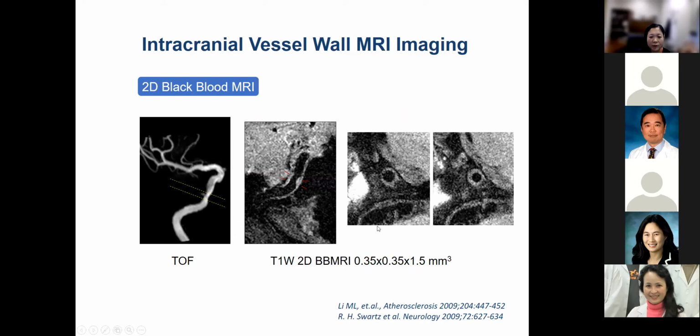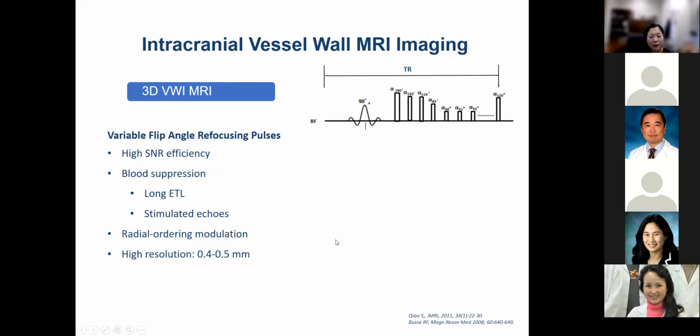Conventional 2D is quite tedious, because most patients have multiple lesions, and for these 2 slices you probably spend 3 minutes, because you have to first find the lesion, then target it perpendicular to the vessel. It requires a lot of planning from the MRI technologist side. So about 10 years ago, we developed a technique called 3D vessel wall MRI.